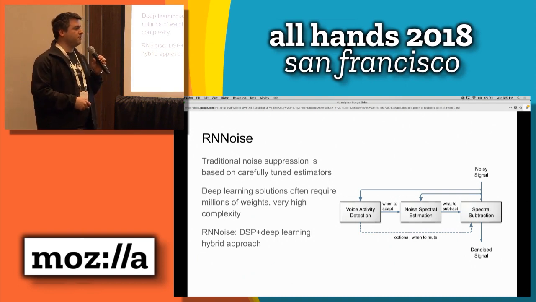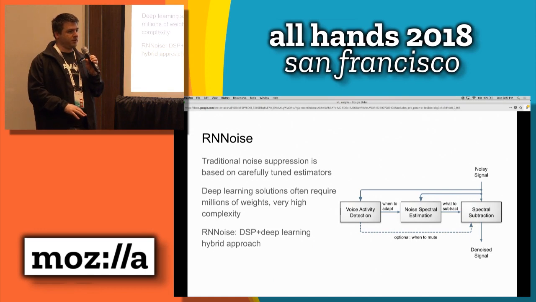The problem is each of these blocks is incredibly hard to tune. You have fancy estimators with lots of constants, and you listen to how it sounds, and if I tweak this constant, it sounds better, but this file is worse. And it's a really big pain to tune all of that. So the idea of deep learning is instead you go with, it's data-driven, basically. You've got sometimes millions of weights in some models for more complex tasks, and you just learn from the data. And in the case of RN noise, the idea is to not throw away everything we were doing before with signal processing, DSP, but instead have a hybrid approach that does both signal processing and deep learning.